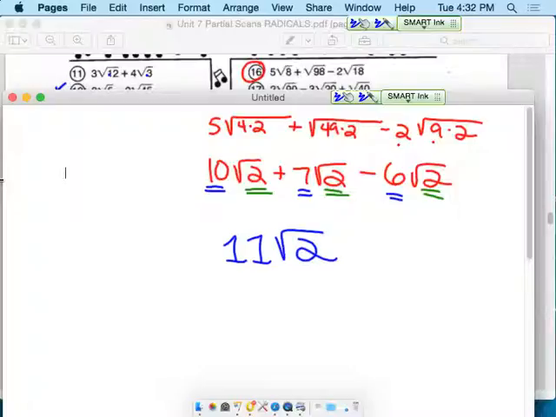And then radical 2. You could equate this to something as simple as 10x plus 7x minus 6x. It's the same skill as far as combining and writing your final answer. So just think about the like radicands as being like terms, just like they all share the same variable.